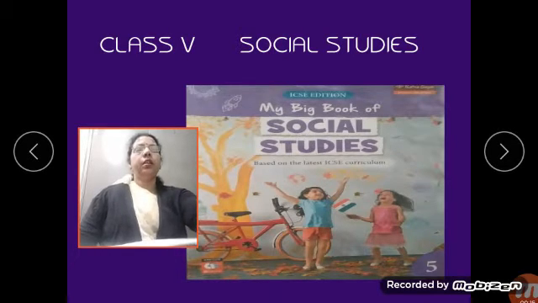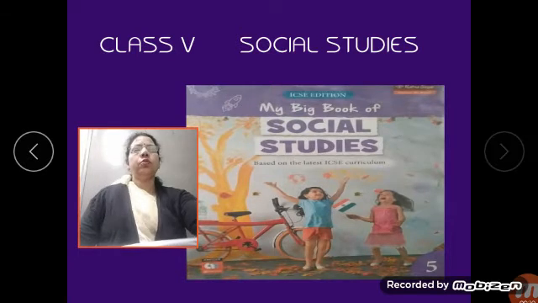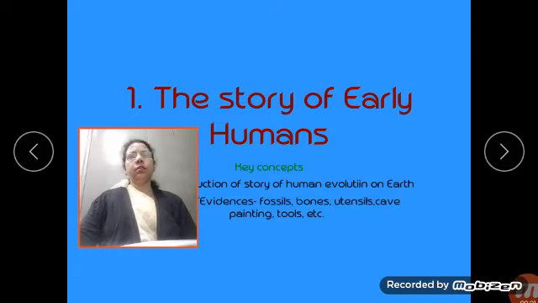Today is your social studies class, and we are going to begin our chapter. Our first chapter is the story of early humans. In this chapter, we will study a brief introduction to the story of human evolution on the earth, and the sources we have found, such as fossils, bones, utensils, cave paintings, tools, etc., to know about the early humans. So let's begin our lesson.